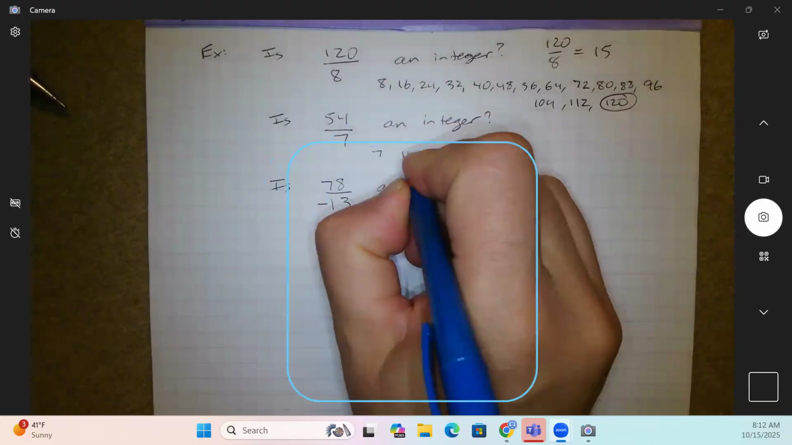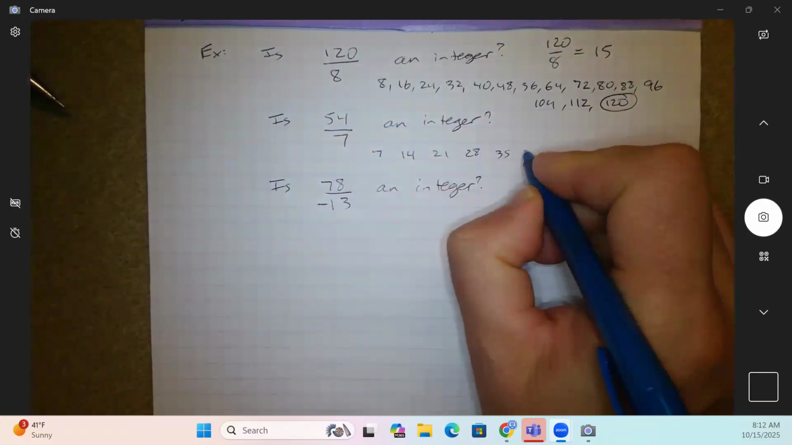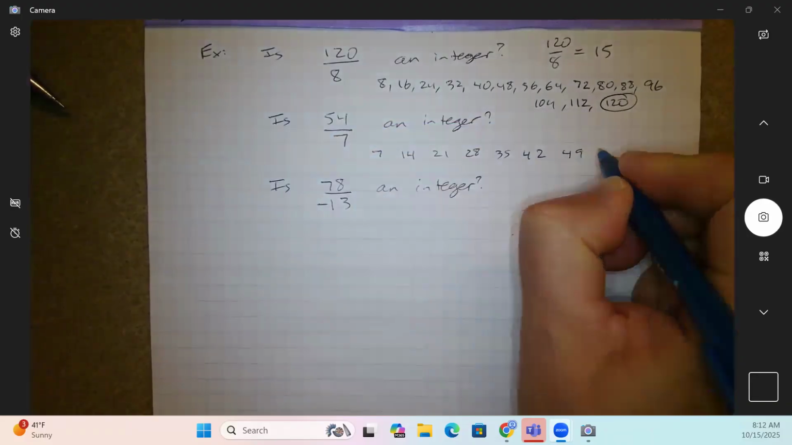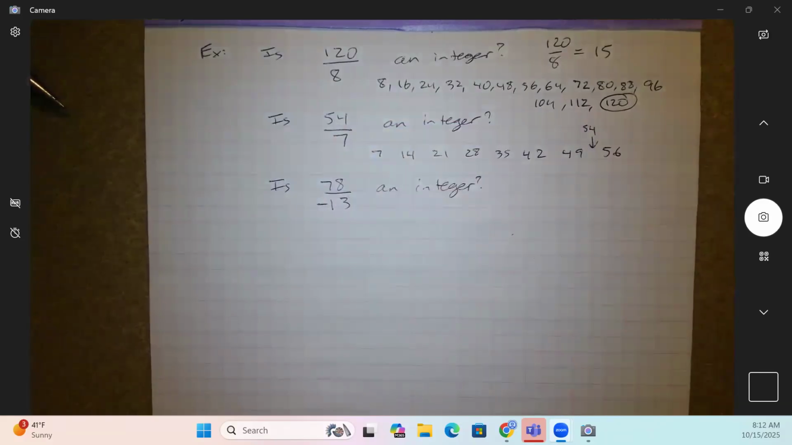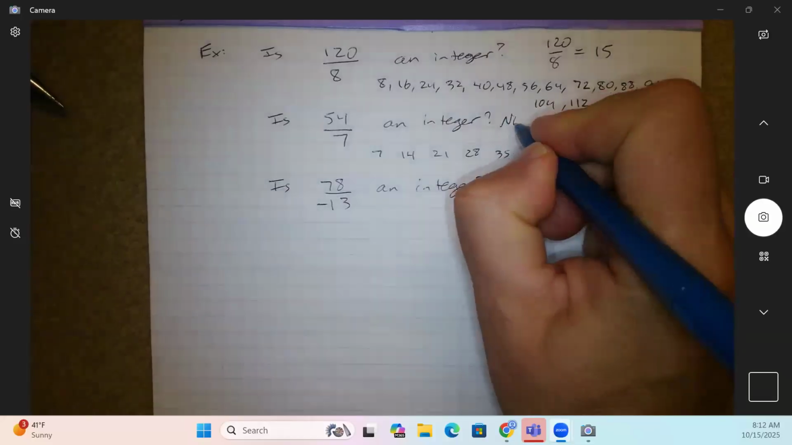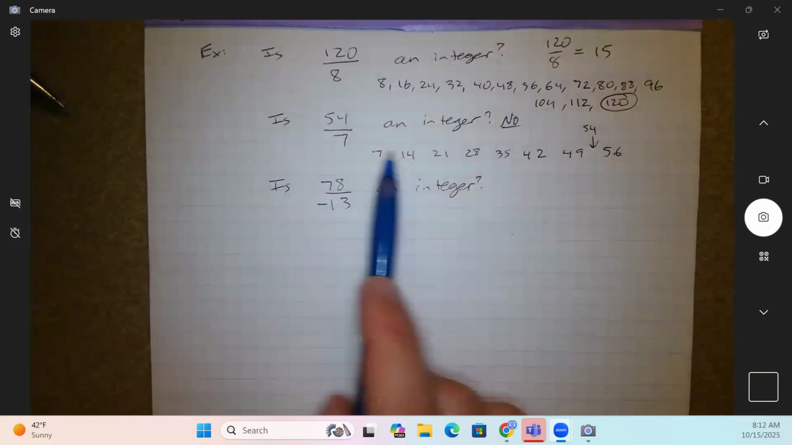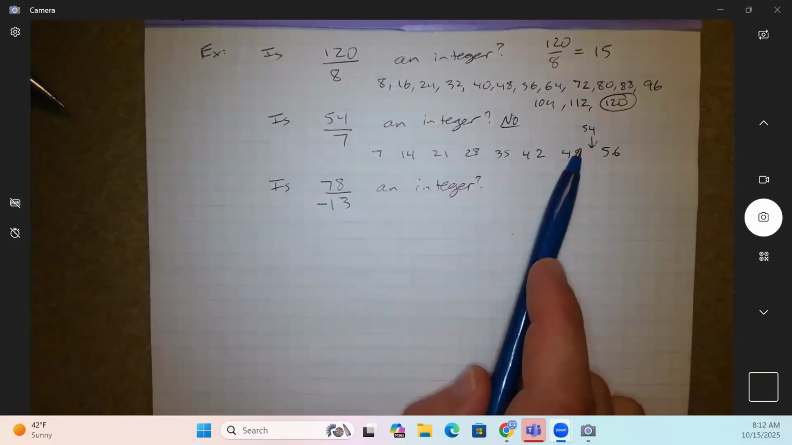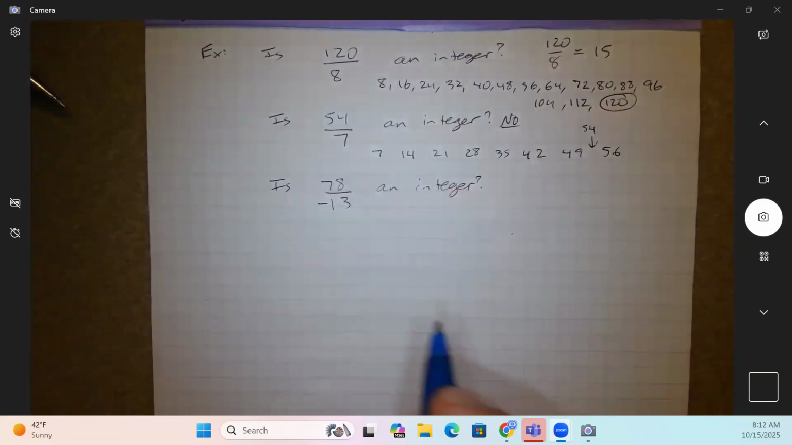54 over 7: 7, 14, 21, 28, 35, 42, 49, 56. Well, one too far. Is 54 divided by 7 an integer? No. It's still a number, but it's just not an integer because 54 is not a multiple of 7. 49, and then you skip past it and get to 56.